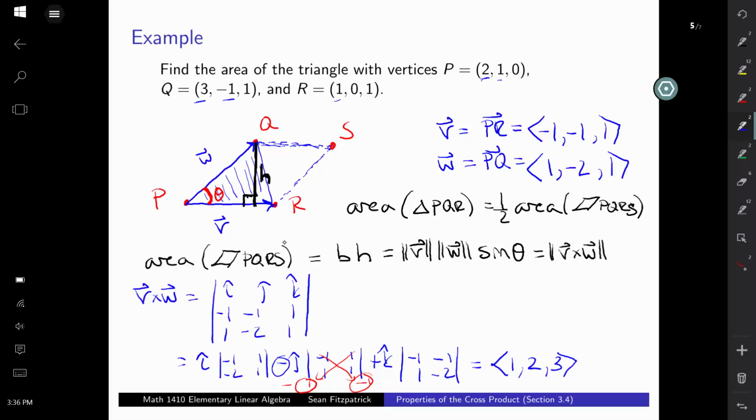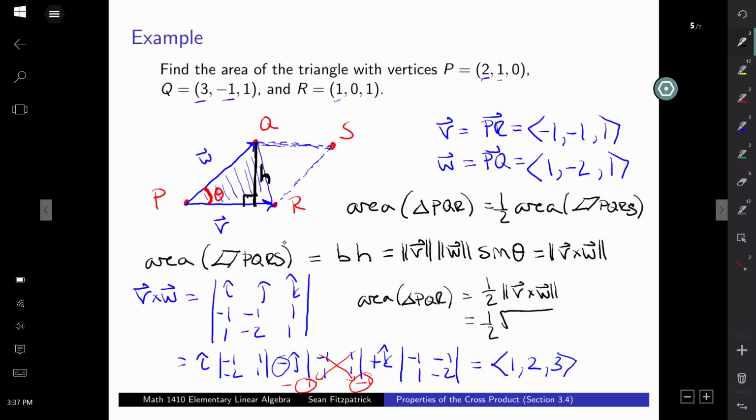Feel free to check that if you take the dot product of either v or w with that cross product, you do indeed get 0. And so now we know what the area should be. The area of this triangle PQR should be 1/2 the magnitude of v cross w. So that's 1/2 the square root of 1 squared plus 2 squared plus 3 squared, so that's the square root of 14 over 2.